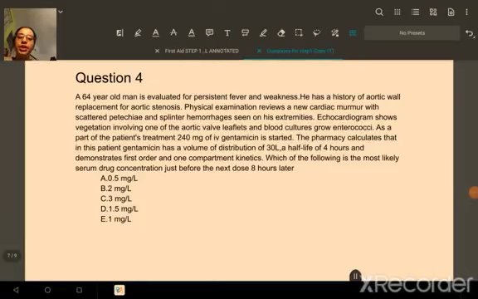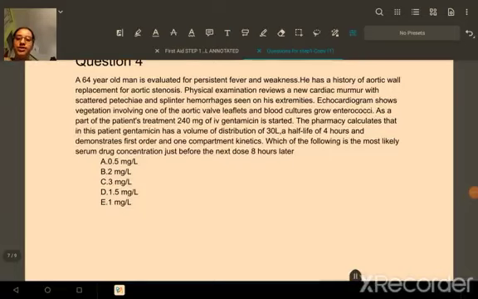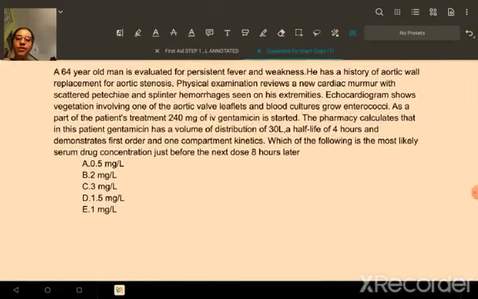Everyone, let's take a look at this question. We have a 64-year-old man who is being evaluated for persistent fever and weakness. He has a history of aortic valve replacement for aortic stenosis, and on physical examination there is a new cardiac murmur with scattered petechiae and splinter hemorrhages seen on his extremities.